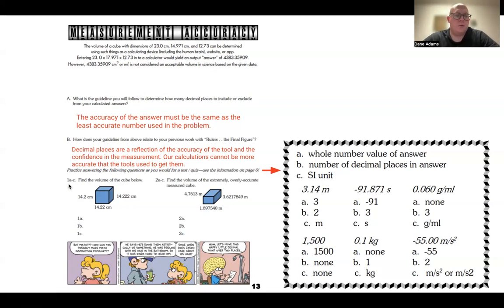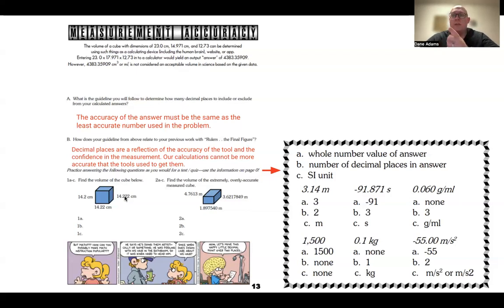So let's try this. Number 1 says, find the volume of the cube below. Each of the dimensions is given, and you can see that each of these numbers has a different degree of accuracy. This number here would be the most accurate. This one here would be the least accurate. So when we answer this problem, we should first do the math, right? If we want to find the volume of any kind of cube or rectangular prism shape, we multiply these dimensions together. 14.2 times 14.22 times 14.222.